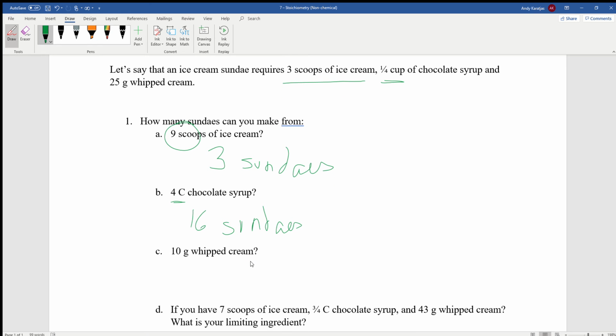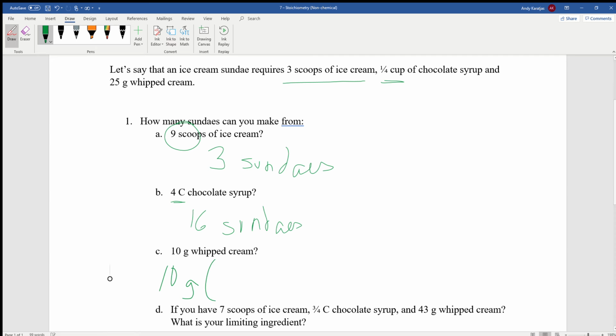And part C, we could answer in a few different ways. So 10 grams of whipped cream, but we need 25 grams of whipped cream for a sundae. So at this point, you could just say, well, we don't even have enough to make one, and can you really make half a sundae? That's probably debatable. But let's assume that you could.